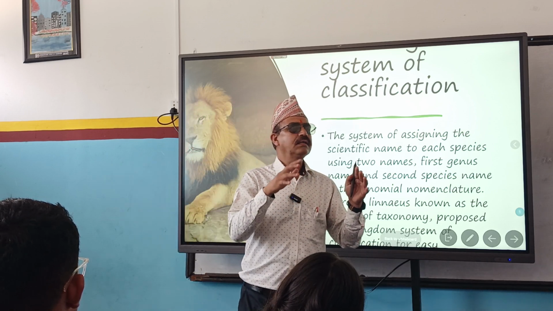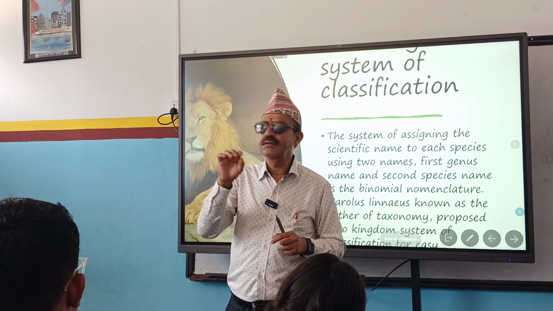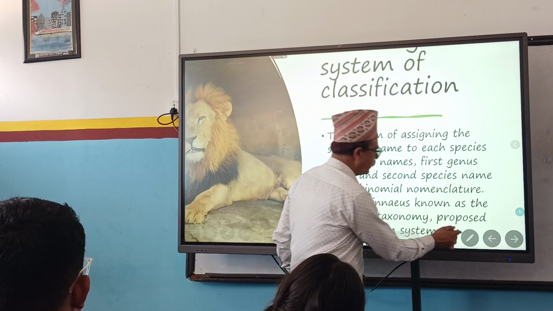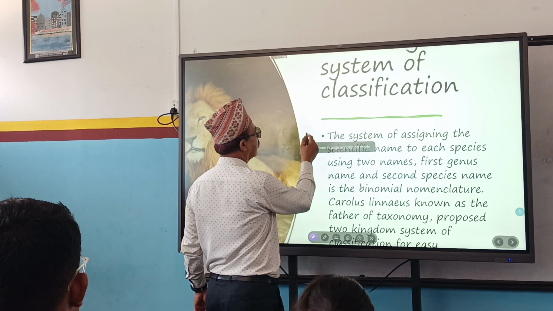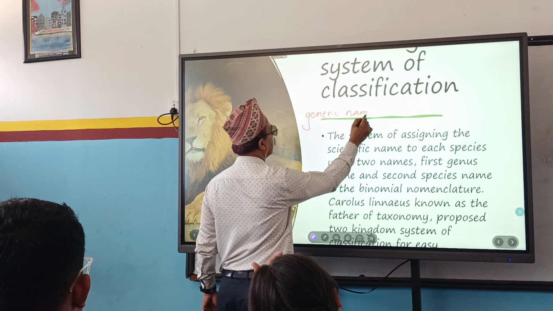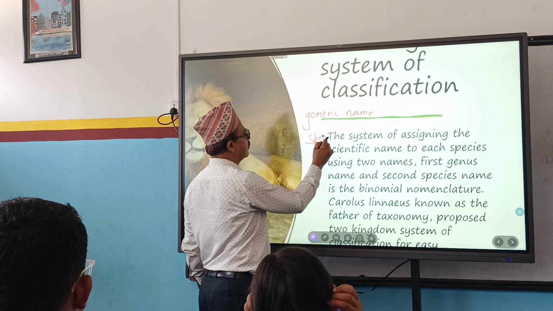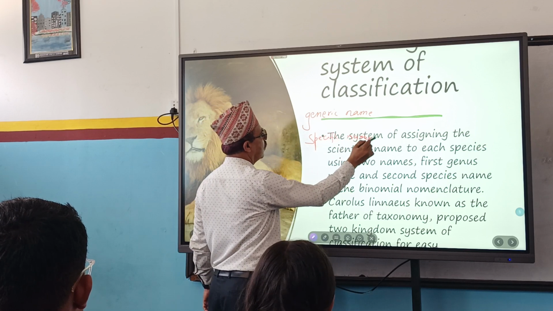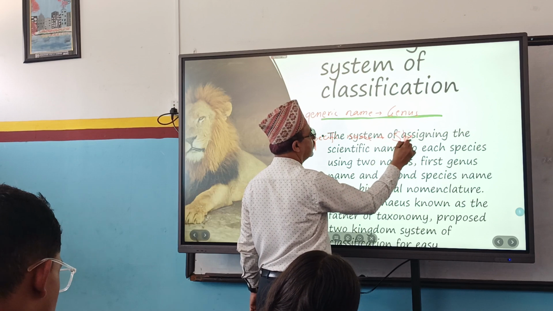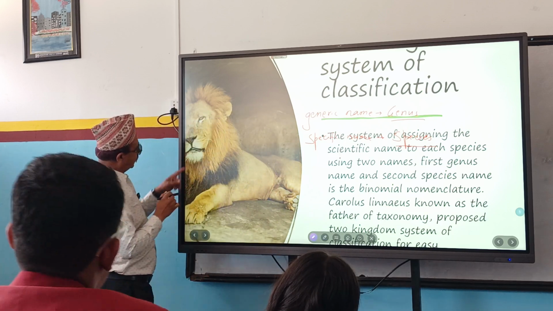And again he gave the next system, naming them. Naming means he provided them two names, first name and second name. What do you call the first name? Generic name. And the second name is specific name. Or we can call them genus and species.